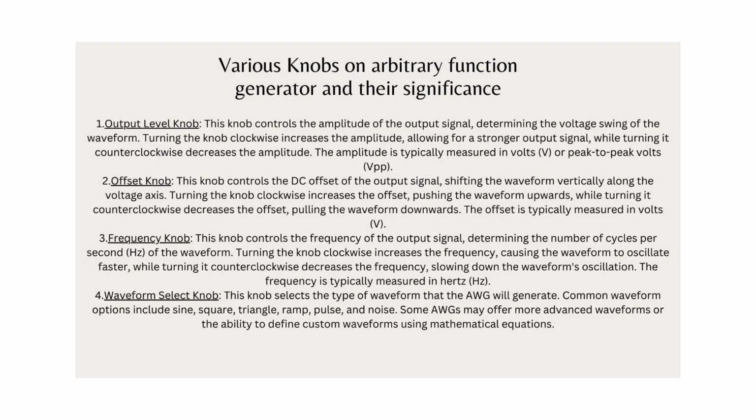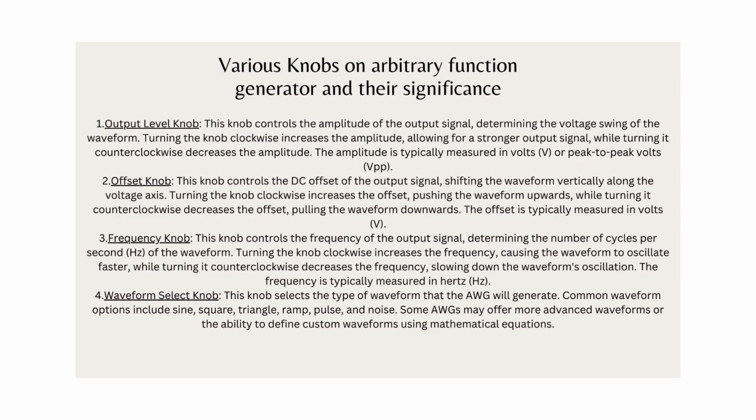The offset knob is basically the knob that controls the DC offset of the output signal, shifting the waveform vertically along the voltage axis. Whereas the frequency knob controls the frequency of the output signal, determining the number of cycles per second of the waveform. Turning the knob clockwise increases the frequency, causing the waveform to oscillate faster.